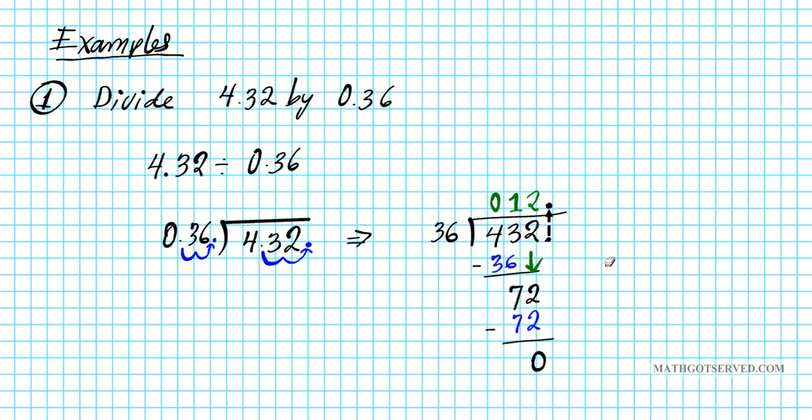Okay, so 4.32 divided by 0.36 is 12. No need to put 12.0, okay? If you don't have a digit behind a decimal point, you can drop it out. So the answer for this example is 12.